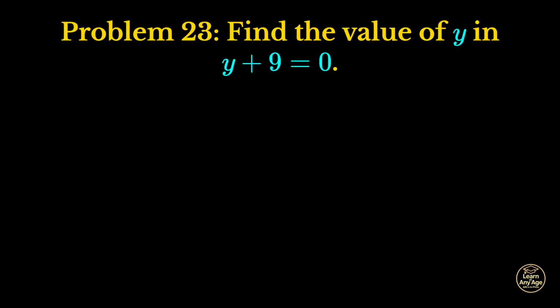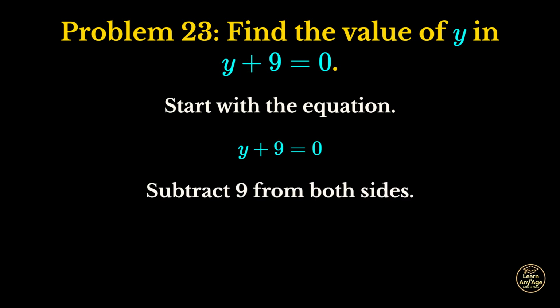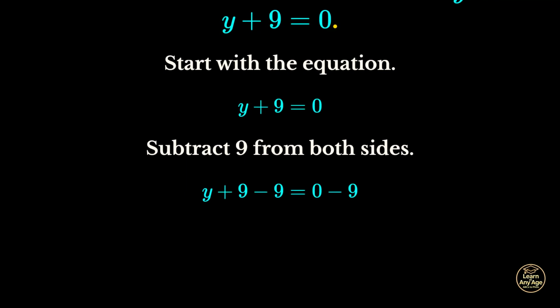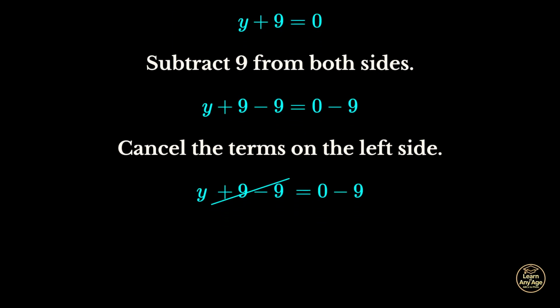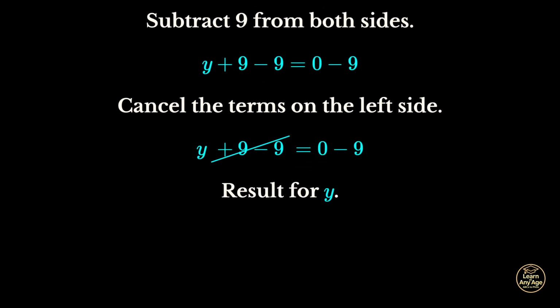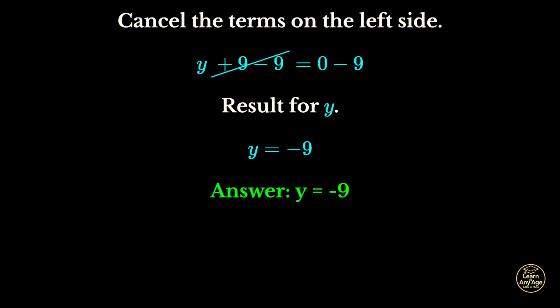Problem 23. Find the value of y in y plus 9 equals 0. Start with the equation. Subtract 9 from both sides. Y plus 9 minus 9 equals 0 minus 9. Cancel the terms on the left side. Result for y. Y equals minus 9. Answer: y equals minus 9.